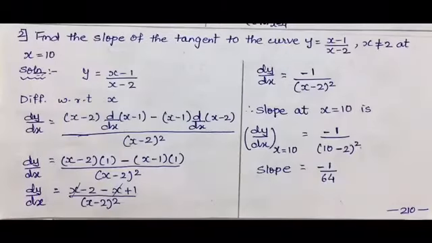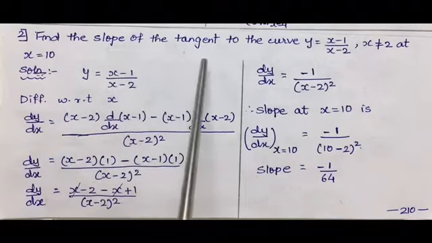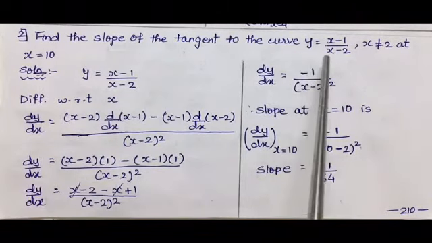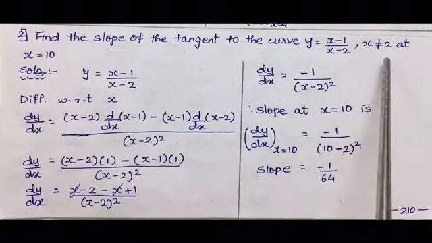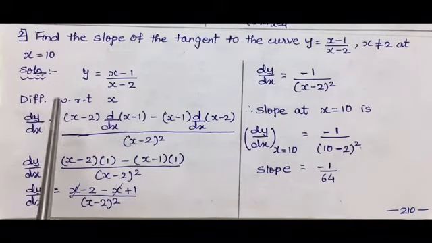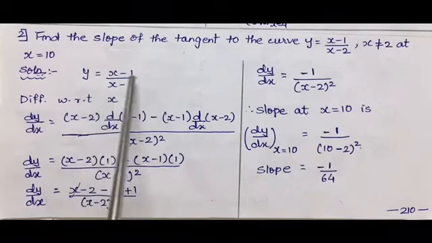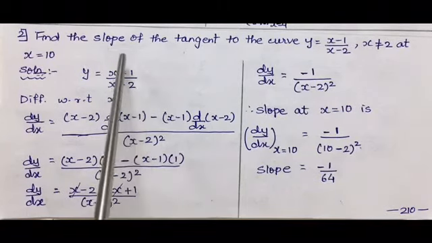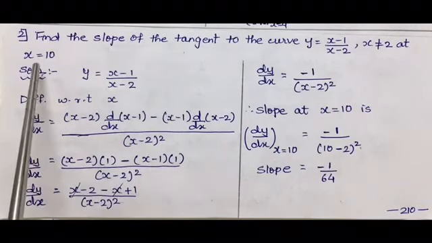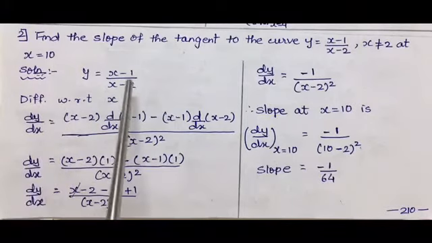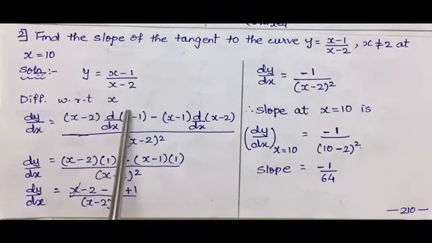Question number 2. It is asked to find the slope of the tangent to the curve y equal to x minus 1 upon x minus 2, x not equal to 2, at x equal to 10. Now the curve given here is y equal to x minus 1 upon x minus 2. We need to calculate the slope of the tangent at the point x equal to 10. So to calculate slope of tangent, we need to differentiate the curve with respect to x.